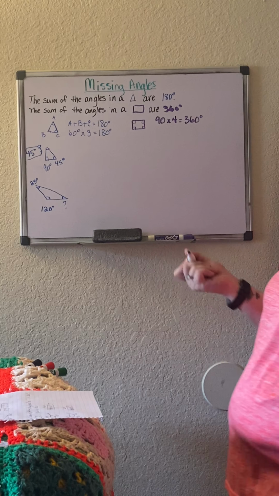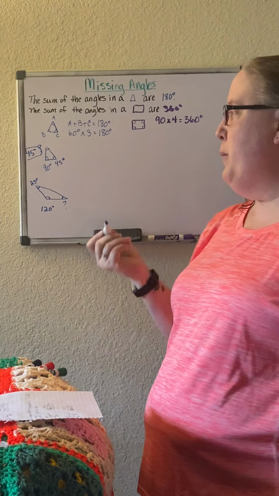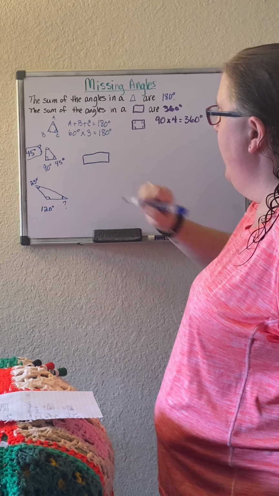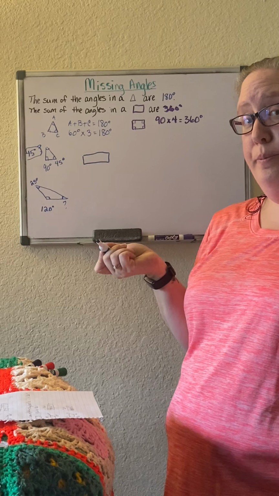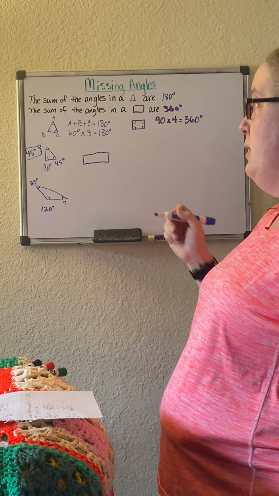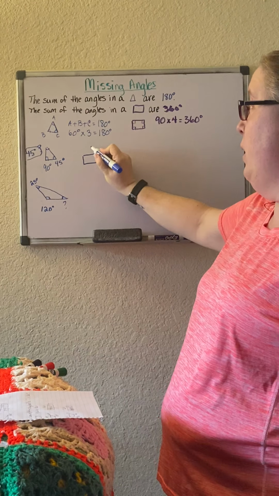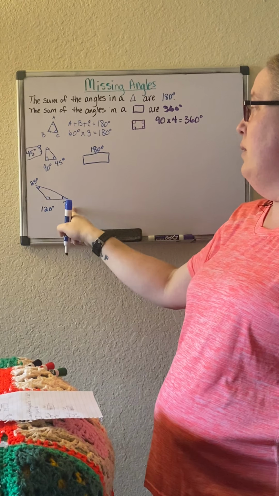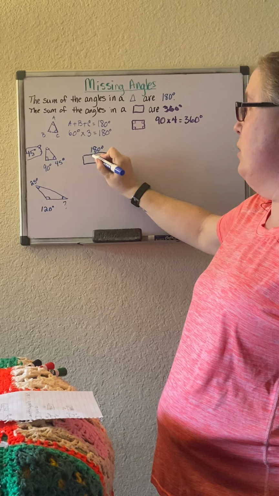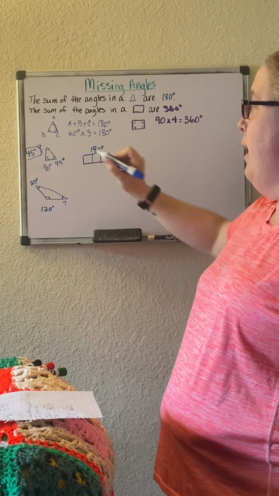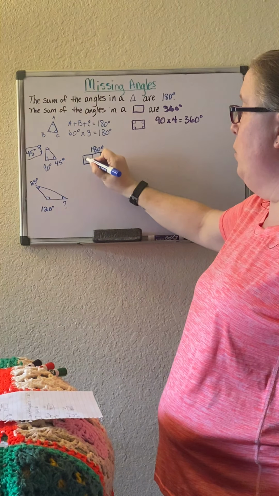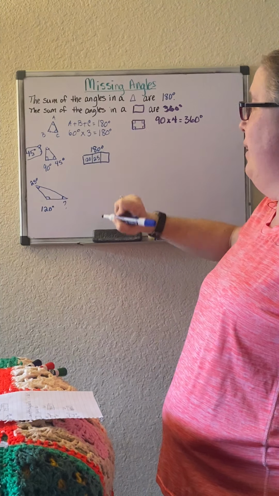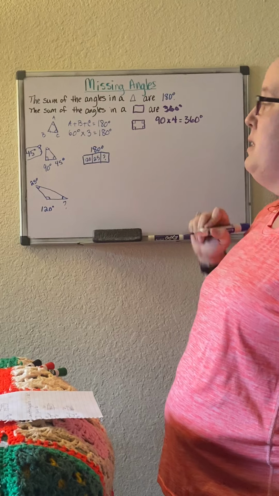All right, so again, I like my strip diagrams, so I'm going to draw one here. And what would be my total? Okay, since it's a triangle, my total is 180 degrees. And since it's a triangle, I have 3 angles. I know this one is 120. I know this one is 25. I do not know this missing piece.